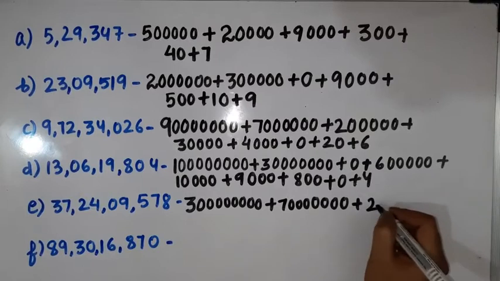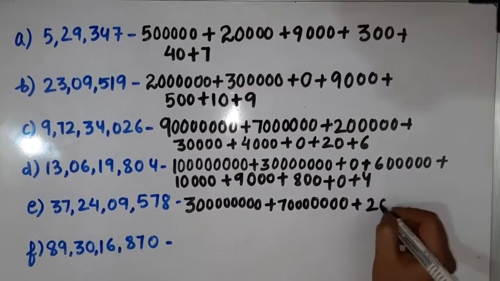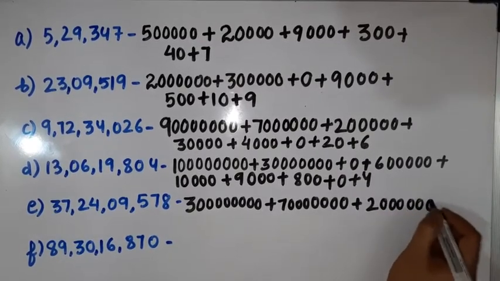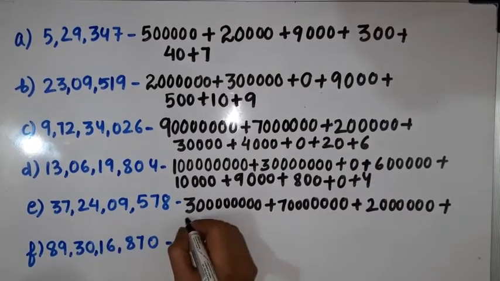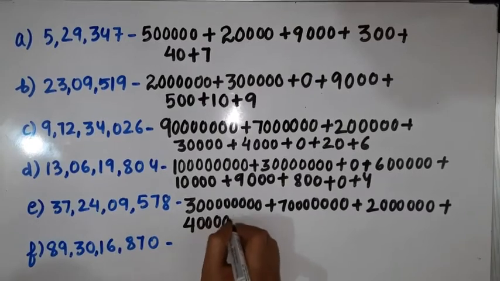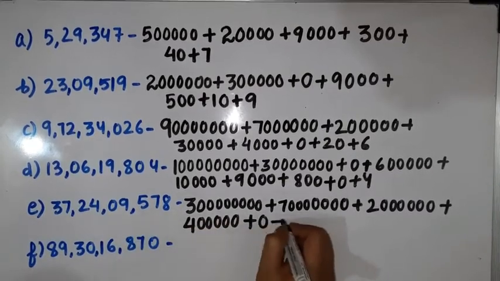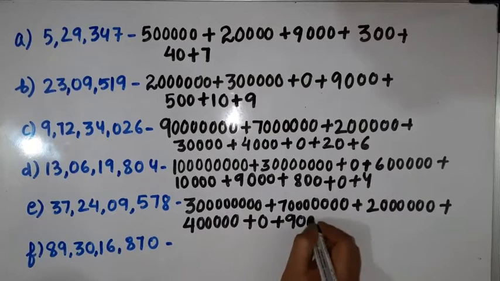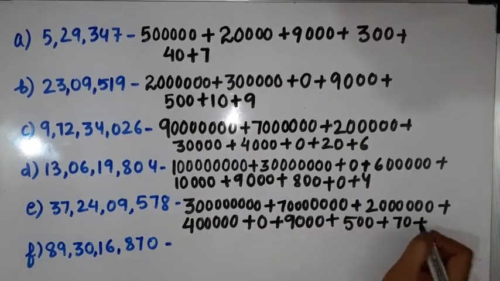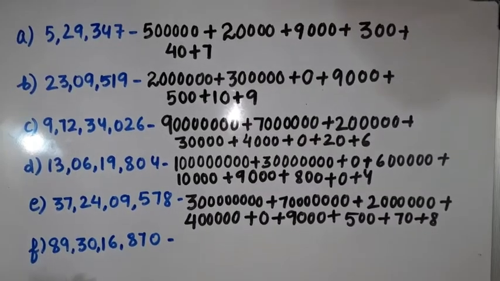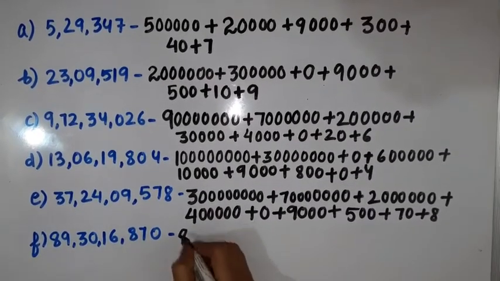Then we have 2 and 6 digits after 2. So 1, 2, 3, 4, 5, 6. Plus after 2 we have 4 and 5 digits after 4. So 1, 2, 3, 4, 5. Then we have 0. Then after 9 we have 3 digits. After 5, 2 digits. After 7, 1 digit. And finally 8. And the last question starts with 8.